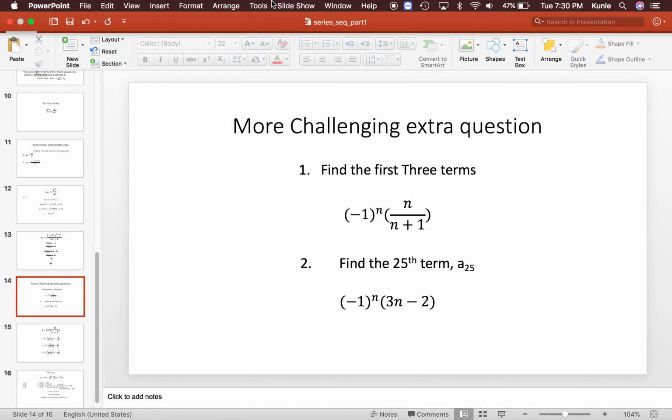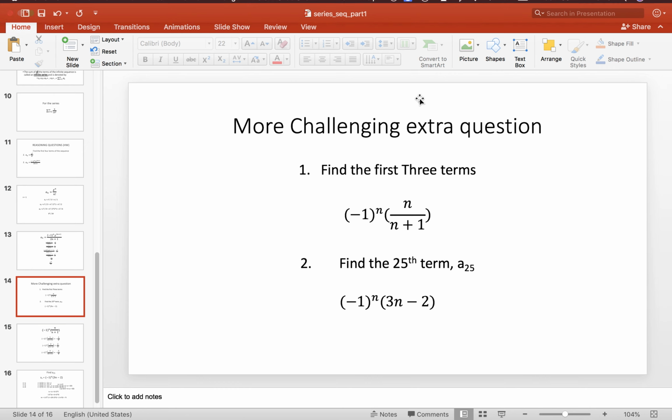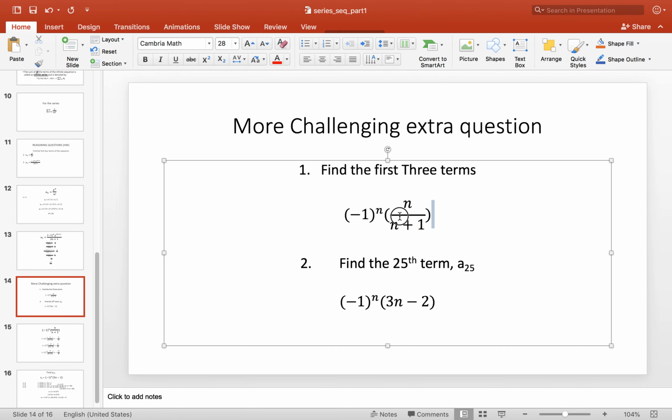Okay, so here we have two challenging questions that would have you thinking, basically. So let's take a look at the first one. It says find the first three terms. And then this one says find the 25th term. Now this is probably easy. I mean, if you watched my other video on sequence, you can probably do this. This one is a little different, and I'm going to take my time with this a little bit. So let's see how to do this real quick.